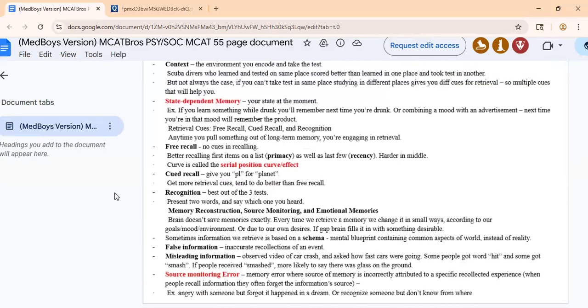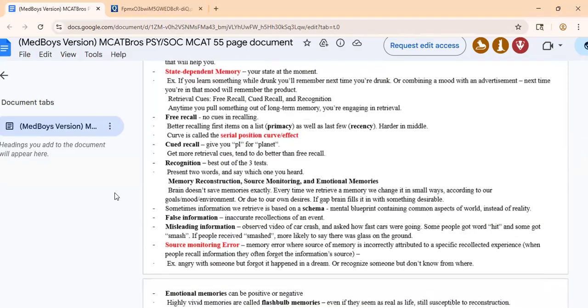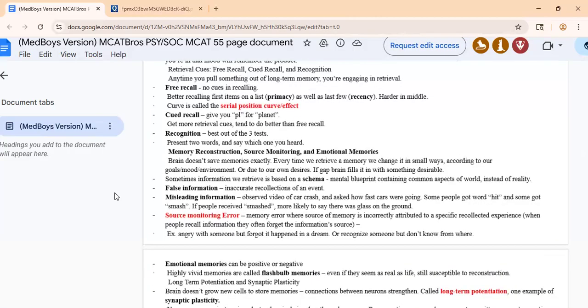State-dependent memory is basically remembering based on your state. If you smell something so good, like a perfume, and it brings back memories of your childhood, that's state-dependent memory. Free recall is no cues in recalling. Cued recall is when you have a cue. Like if I said PL for planet, that's me giving you a cue. Recognition is just remembering things, basically. Presenting two words, tell me what it is. Can you recognize it? Can you remember what you hear?